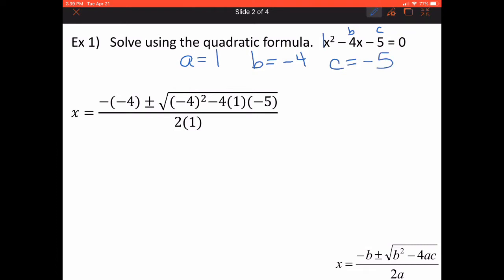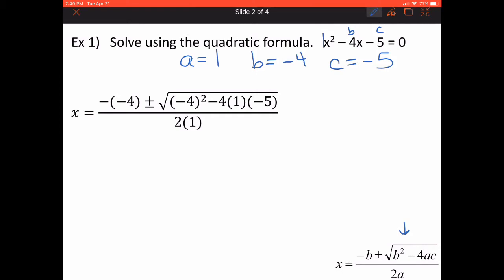When we substitute in the numbers for the quadratic formula, which I did list down here at the bottom, then we would come up with this: x equals negative of negative 4 plus or minus the square root of negative 4 squared minus 4 times 1 times negative 5 all over 2 times 1. So I already substituted everything in for you.